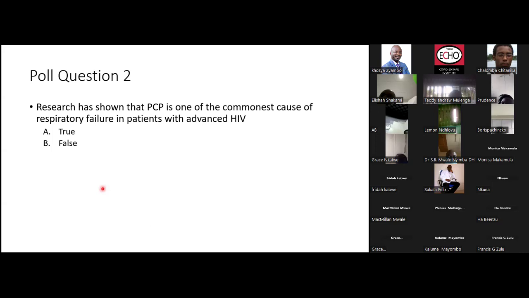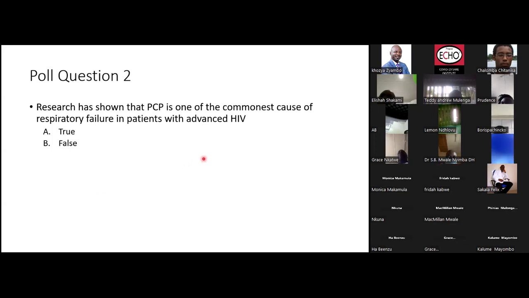The IT team can run question 2 for now. So in this question, I hope we're learning one or two things so far. In this poll, I would like you to pick either true or false. Research has shown that PCP is one of the commonest causes of respiratory failure in patients with advanced HIV. Is it true or false?